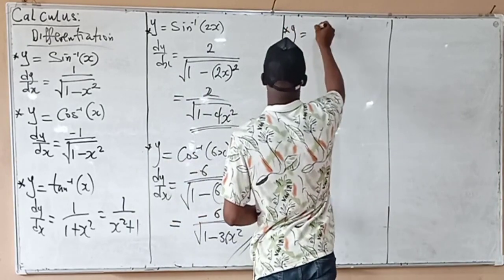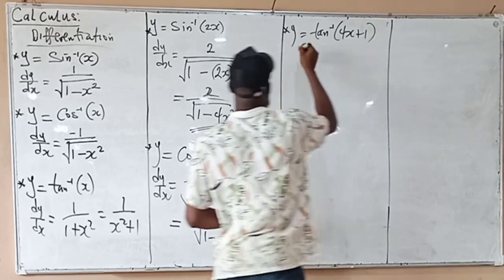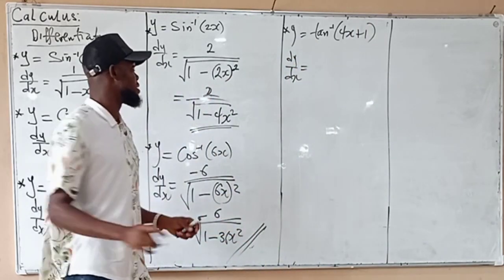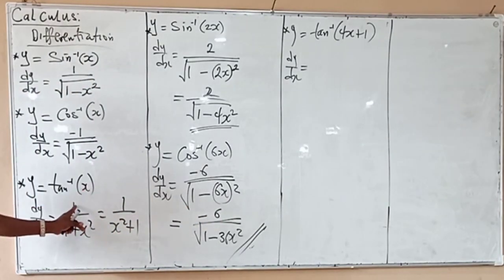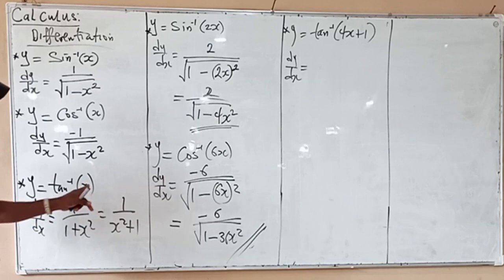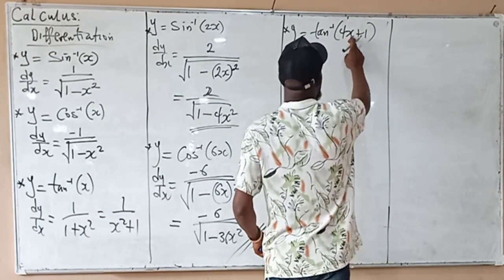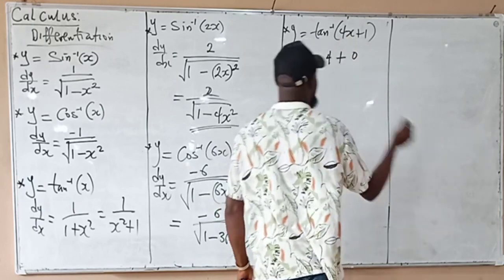More questions. If y is equal to the tan inverse of 4x plus 1, what will be dy over dx? The dy over dx will be, for tan inverse, 1 over 1 plus x squared. And remember, I said you can get the upper one, the numerator, by taking the derivative. So if you want to get that upper side, differentiate this. Differentiate 4x, you will have 4, plus differentiate 1, which is 0, because that side doesn't have x.